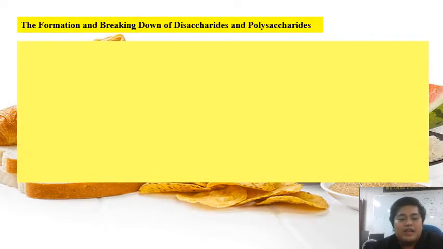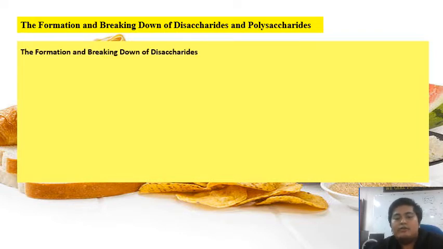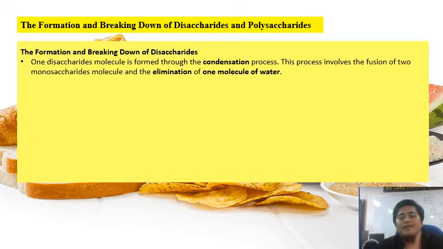So formation and breaking down of polysaccharide and disaccharide. So one disaccharide molecule is formed through the process of condensation. So proses ni melibatkan apa? Melibatkan fusion of 2 monosaccharide molecules and elimination of 1 water molecule.